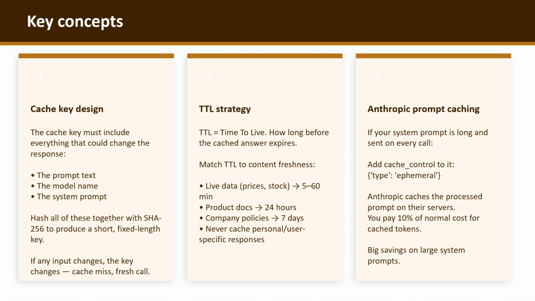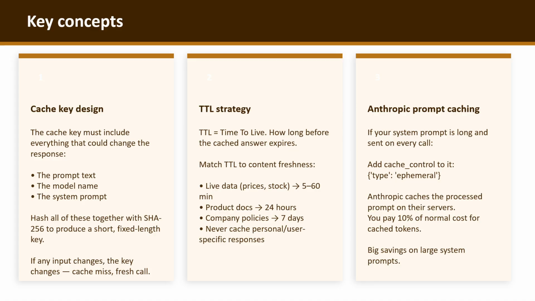Next, key concepts. 3 things to understand deeply. First, cache key design. The cache key must include every input that could affect the response. If you only hash the prompt text, but 2 requests use the same prompt with different system prompts, they will get the same cached answer, even though they should get different ones. Include the prompt, the model name, and the system prompt in your hash input. Use SHA-256 hashing, which is a standard cryptographic hash algorithm that produces a 64-character string. Use sort_keys=True in json.dumps to ensure the same inputs always produce the same JSON string, regardless of dictionary insertion order.